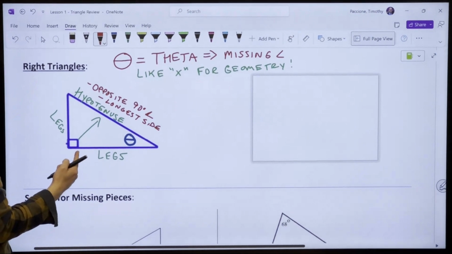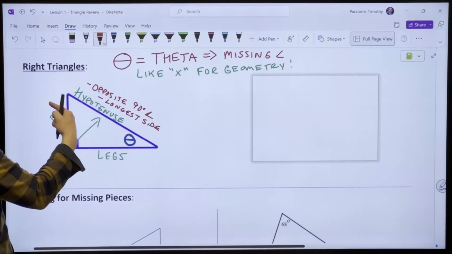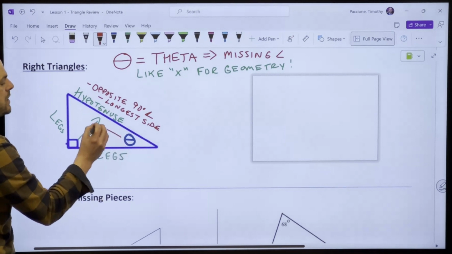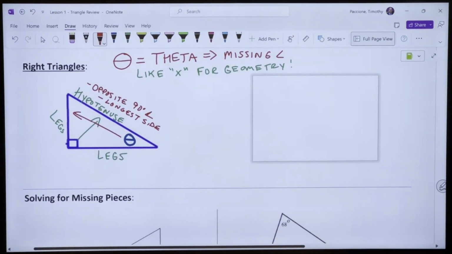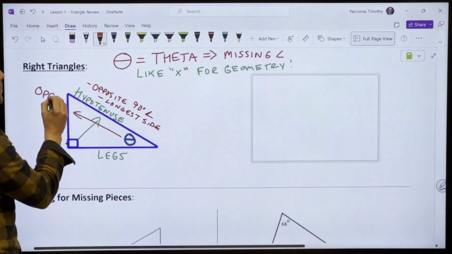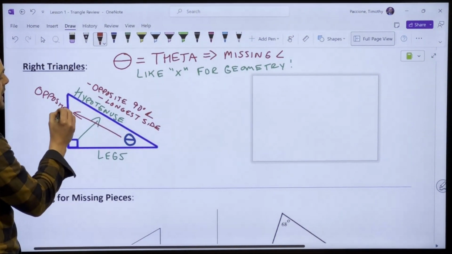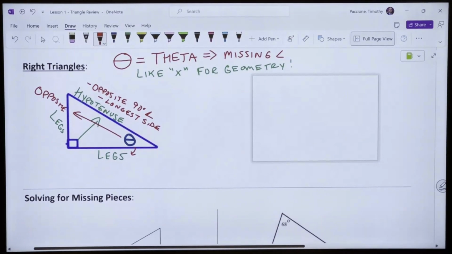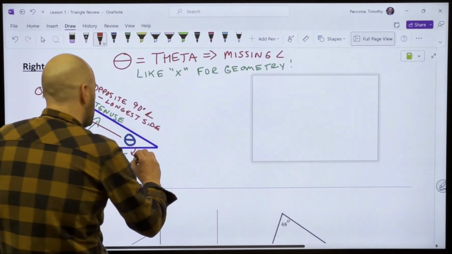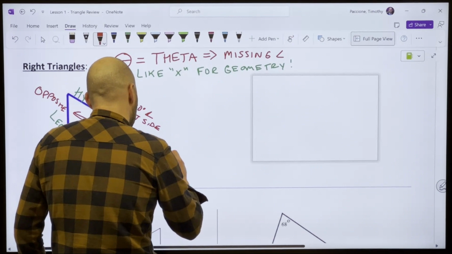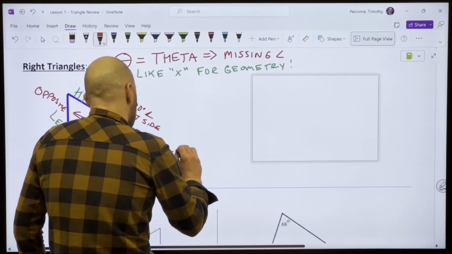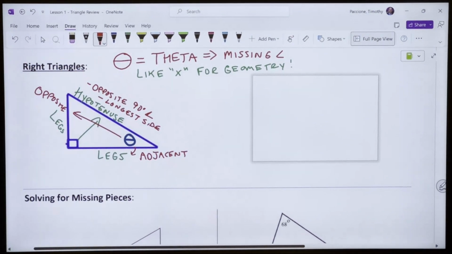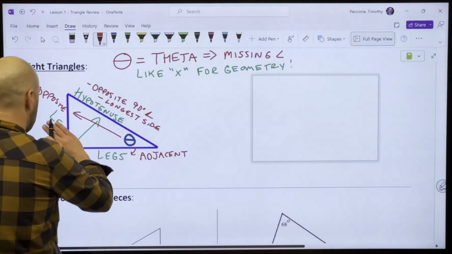So in this case, where's my opposite? The one that is not touching it, right? So this is my opposite leg. And adjacent, it's touching, right? Adjacent means next to. So this is my adjacent leg. And that's going to be super important when we're getting into opposite divided by adjacent. You need to be able to identify which is which, right? So this is my theta, that's my adjacent, that's my opposite.